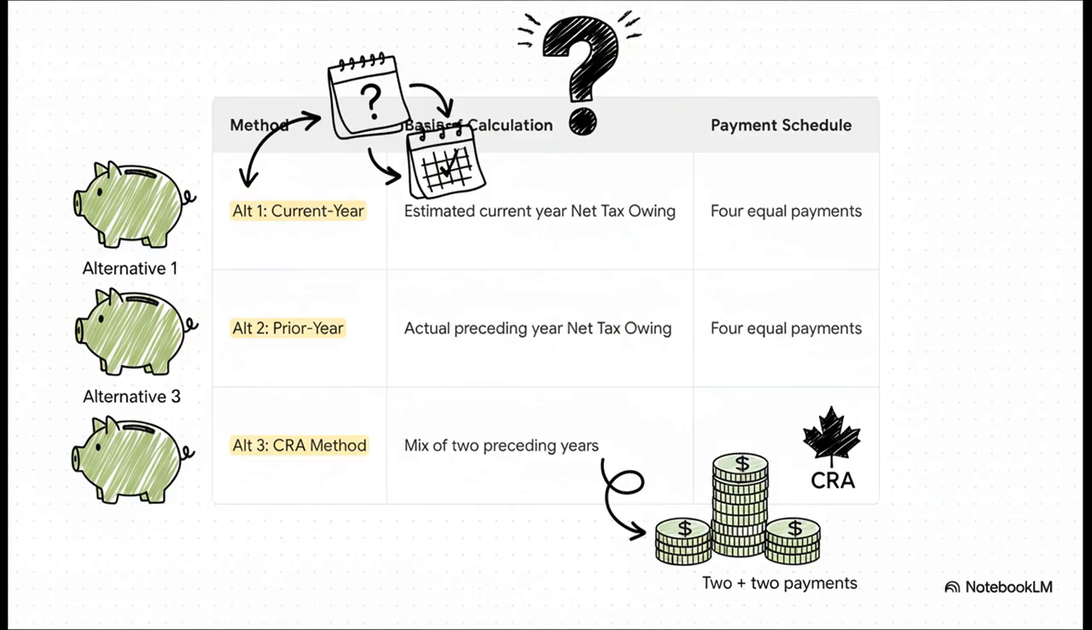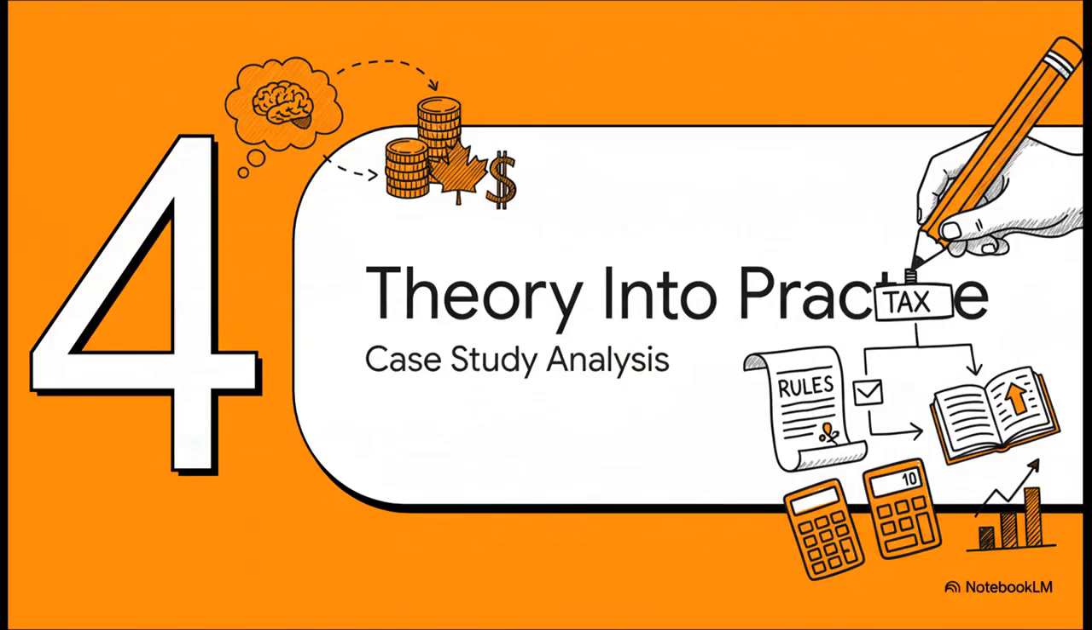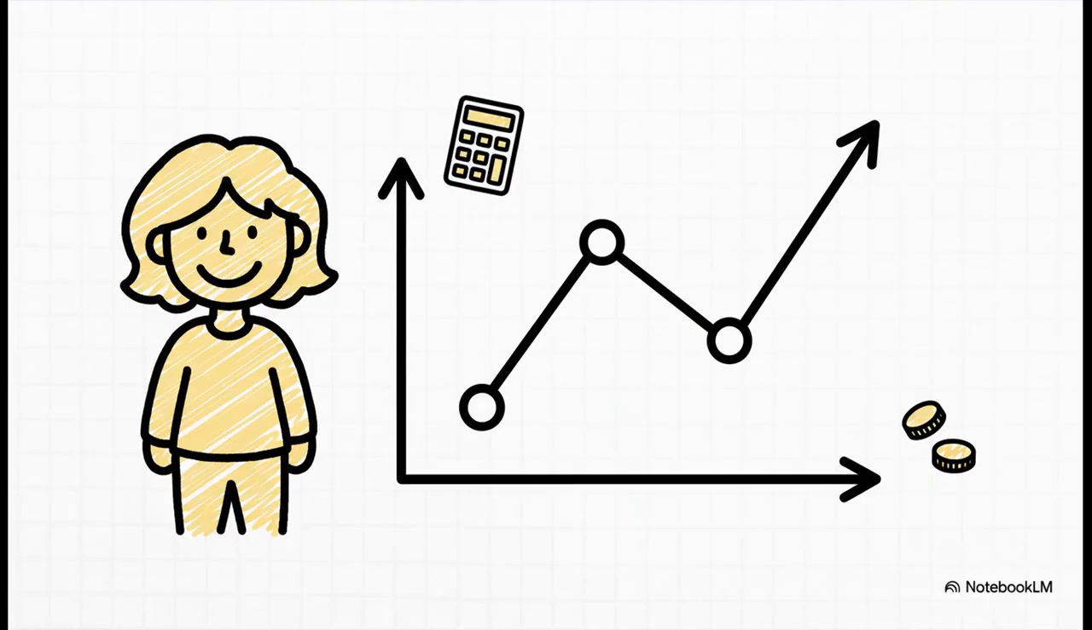It's kind of a hybrid, using numbers from the 2 previous years. All right, theory is one thing, but let's see how this actually works with some real numbers. I find that applying these rules to a couple of case studies is hands down the best way to really get a feel for the financial impact of your choice. So first up, let's meet Jesse.